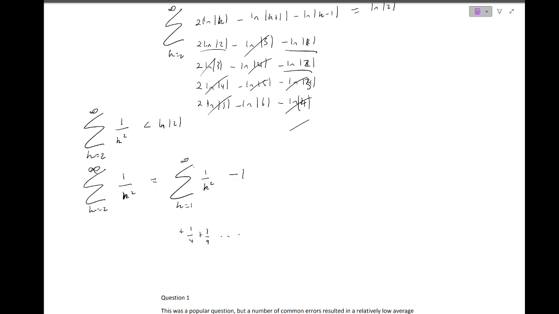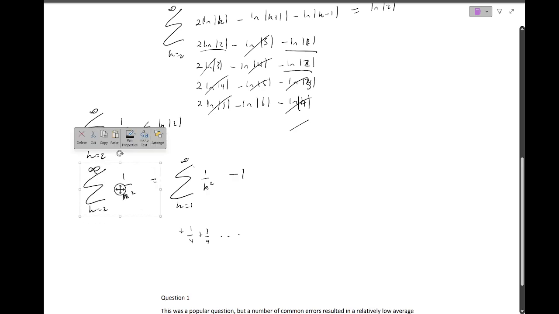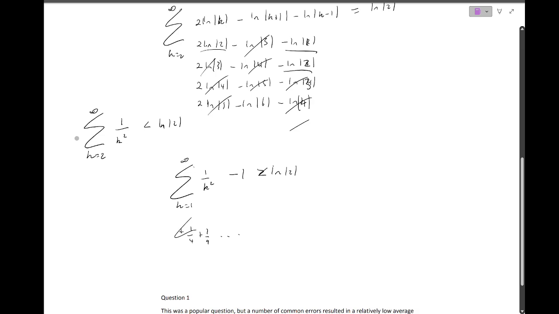Right, we can then just take this 1 to the other side. Sorry. And then we get that as well. The summation of k equal to 1 to infinity, 1 over k squared is less than 1 plus natural log 2. And that's it.